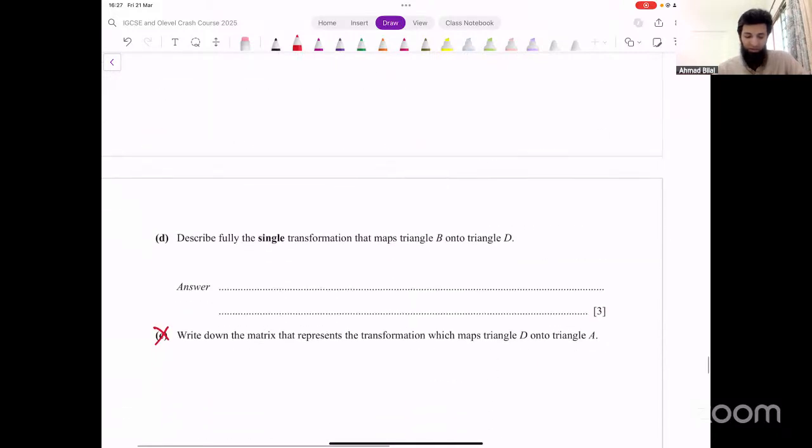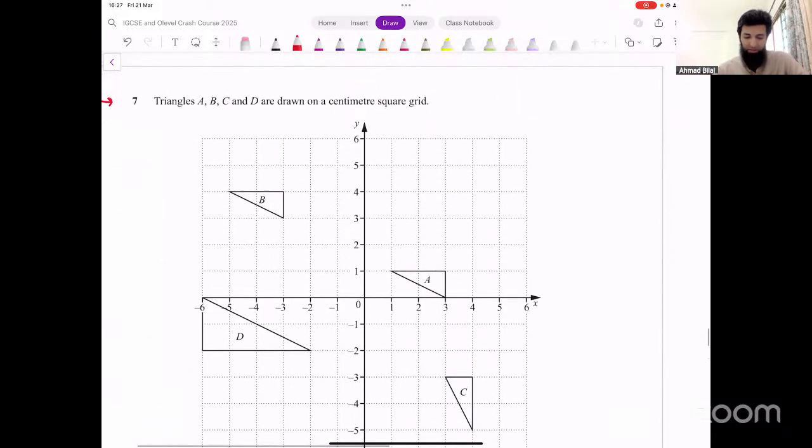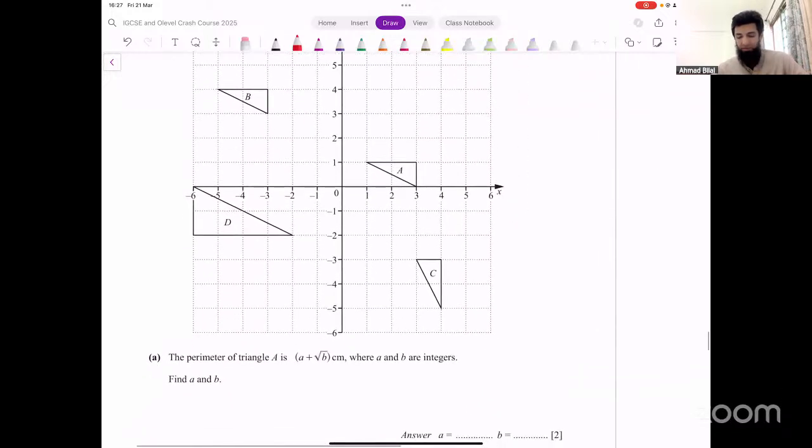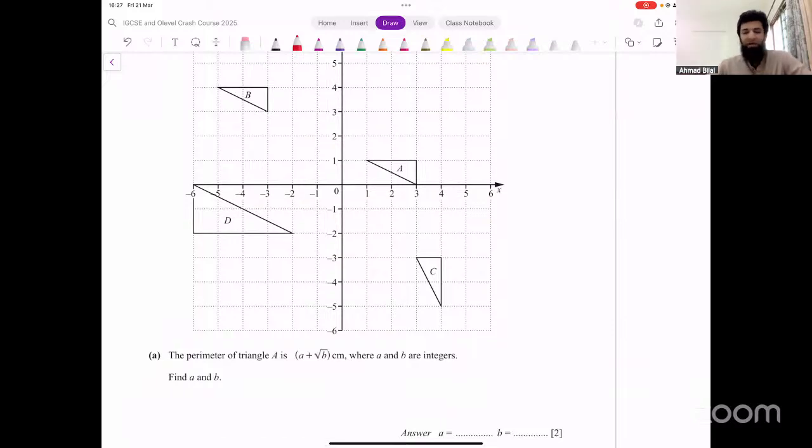Let's do one last one now. This is this one. It says the perimeter of triangle A is a plus square root of b, where a and b are integers. Find the values of a and b.